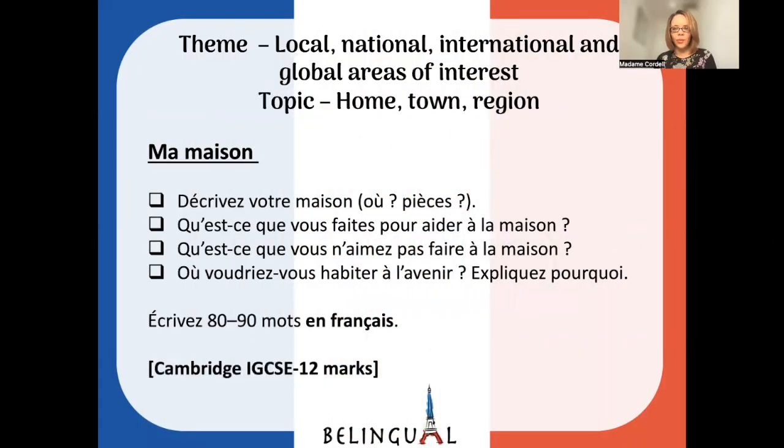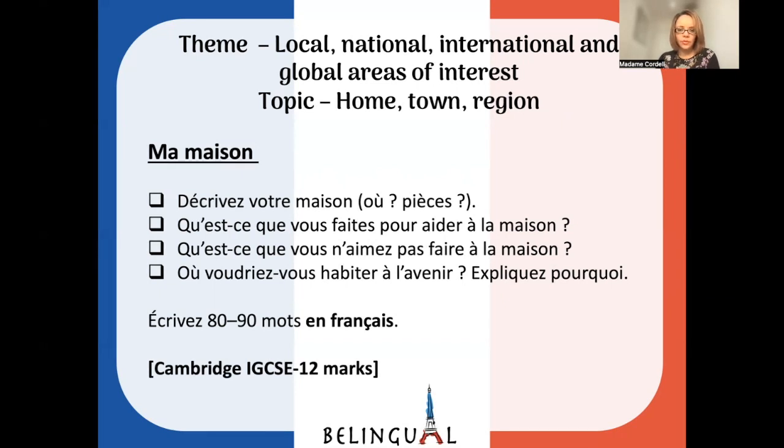Here is the question we are going to answer today. Ma maison. Décrivez votre maison ou pièce. Qu'est-ce que vous faites pour aider à la maison? Qu'est-ce que vous n'aimez pas faire à la maison? Où voudriez-vous habiter à l'avenir? Expliquez pourquoi. Écrivez 80 à 90 mots en français.